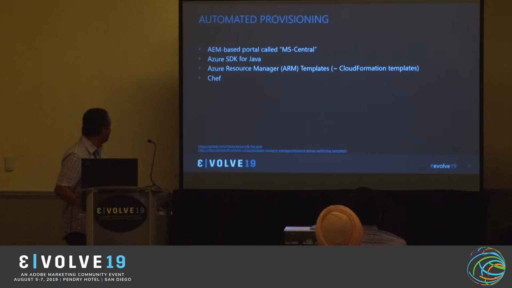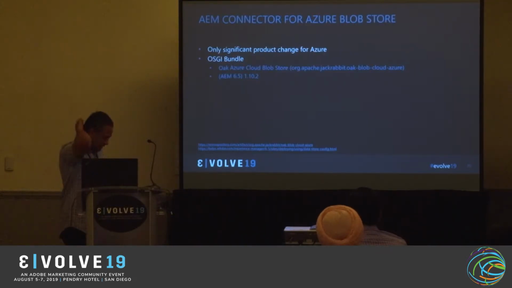So that's our model. One of the things you have to do when you go to a new cloud provider is make some changes to the product. In this case, the only major change we had to make was to the connector. We already had an S3 connector, and we had to build one for Azure's blob storage, which is their version of object storage. That's the only major new feature we had to build into the product. In version 6.5, this connector already comes with the product. You don't have to install anything new. The version of the connector in 6.5 is 1.10.2.